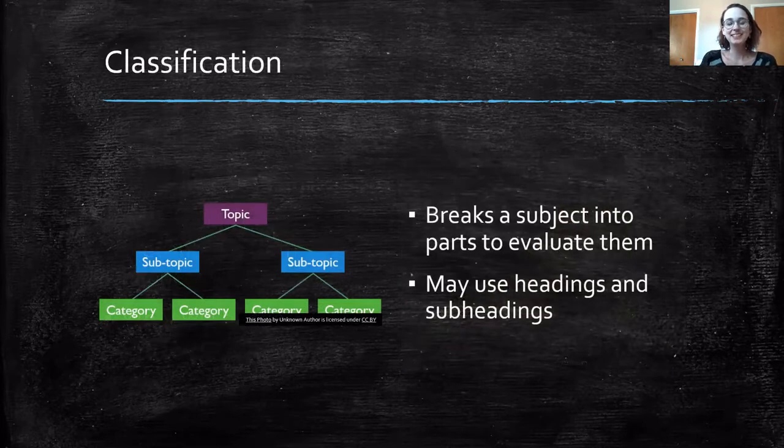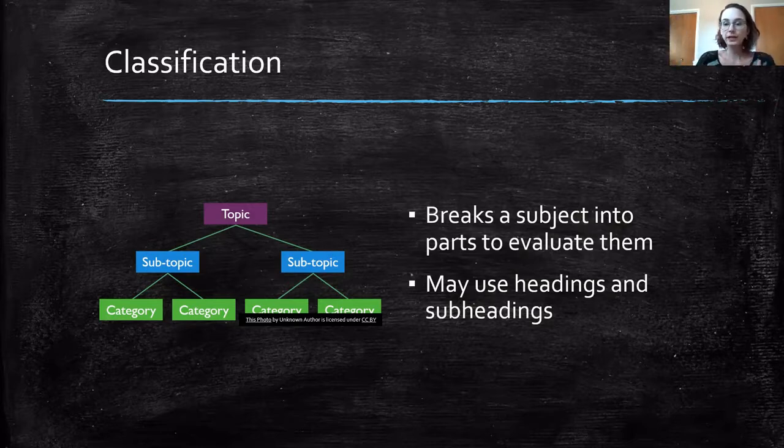Okay, so the next idea is classification. And a lot of times we think about classification maybe in a science format where we have like genus, species, phylum, whatever the layers are, where you have a big umbrella topic, and that is the main topic. And then within that, you have subtopics and categories, and you can keep getting smaller and smaller and smaller. So that is our classification when you have one thing that kind of fits into an umbrella category.